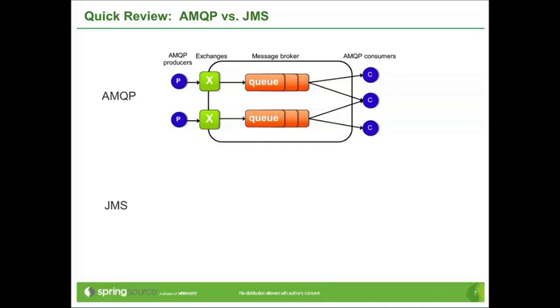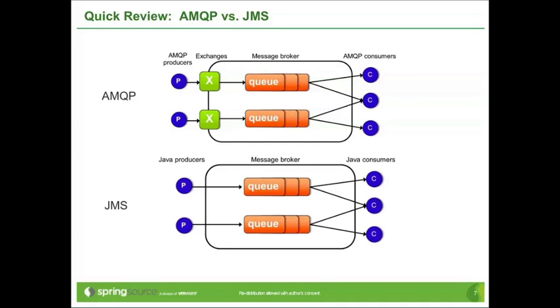Here you see we have some consumers that are consuming from more than one queue, and we have some queues that have more than one consumer consuming from them. The JMS picture is a little bit more compressed in the sense that producers publish directly into queues and then consumers consume from the queues.